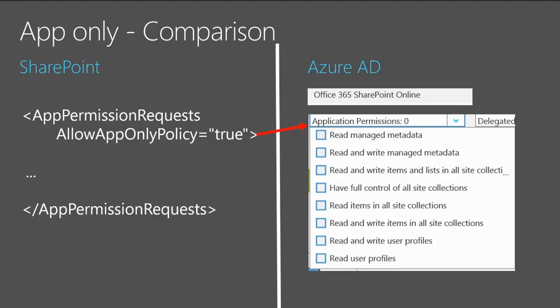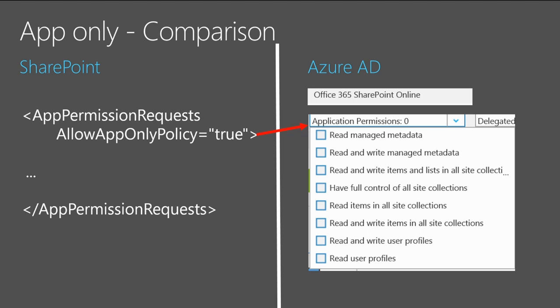For app only, when you're registering it with SharePoint, you're going to have your app permissions. You're going to specify app only equals true, and that's going to allow your app to get an app only context. It's going to allow the app to use the client ID and shared secret to authenticate, as opposed to the user authenticating and interacting with it.